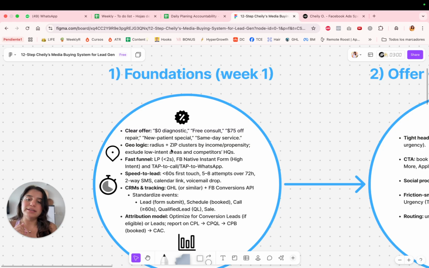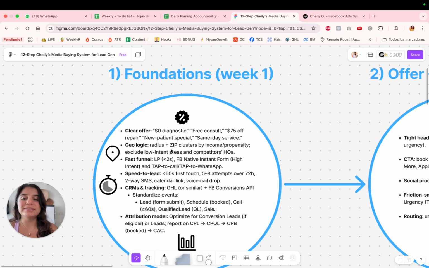The third part is a fast funnel. So we have different options with this. Either we create a landing page that is very fast. We usually recommend GoHighLevel. The other option is to have a Facebook native lead form, or a tap to call, a tap to WhatsApp, or a tap to Instagram DM, depending on your offer and your funnel.